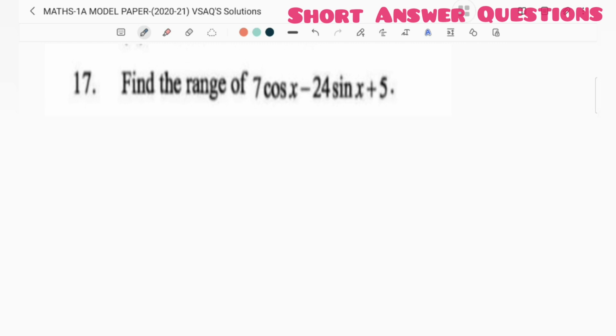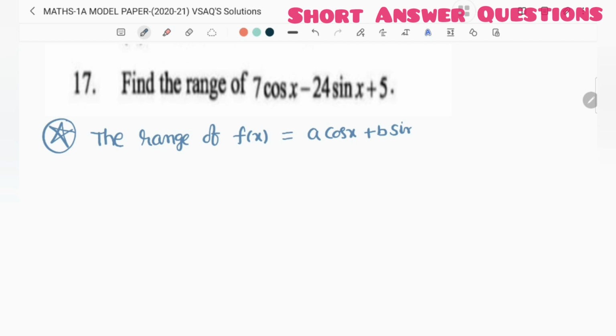The next question, question number 17. Find the range of 7 cos x minus 24 sin x plus 5. So here one important formula we need to discuss. The range of f of x is equal to a cos x plus b sin x plus c is c minus root over a square plus b square, comma c plus root over a square plus b square.